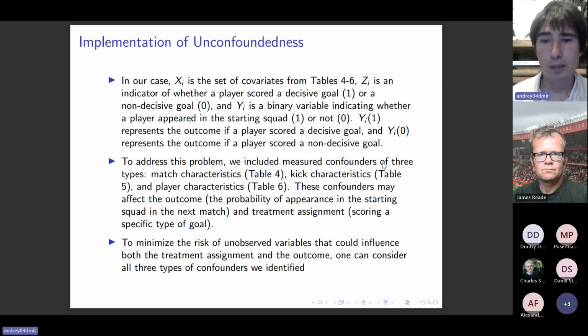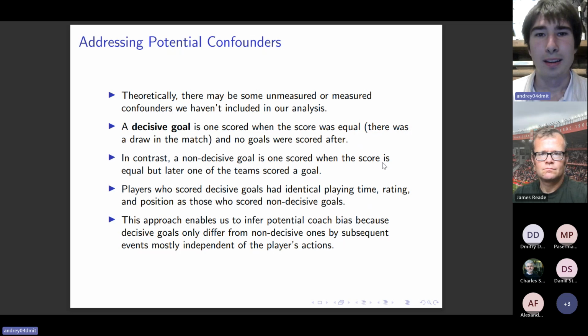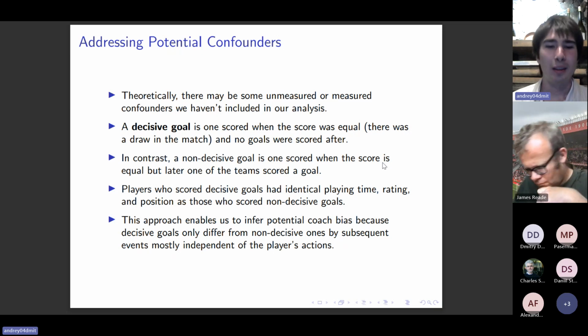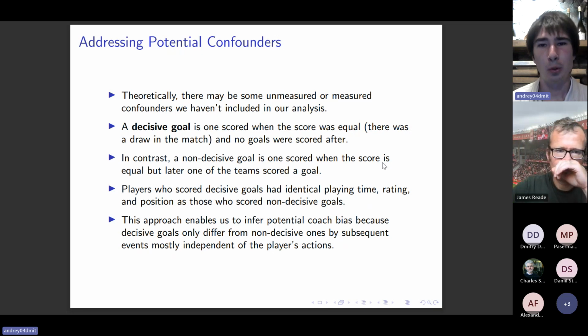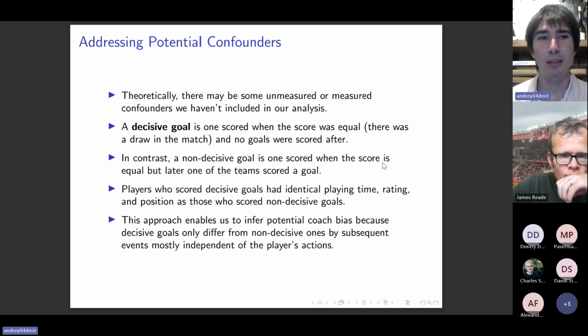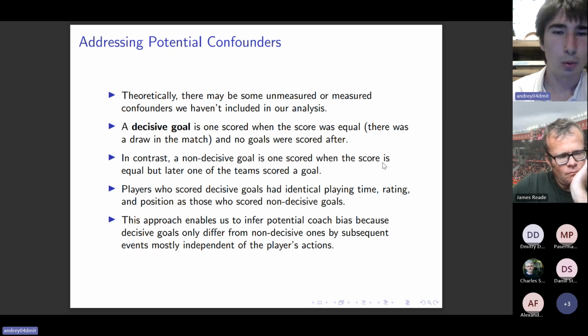So yeah, to minimize the risk of unobserved variables that could influence both the treatment assignment and the outcome, one can consider all three types of confounders we identified. There may be some unmeasured or measured confounders we haven't included in our analysis, but we thought about it. Obviously there may be some theoretically, and this is the field for future research, like someone would find that it impacts the results. This is the case for future research.